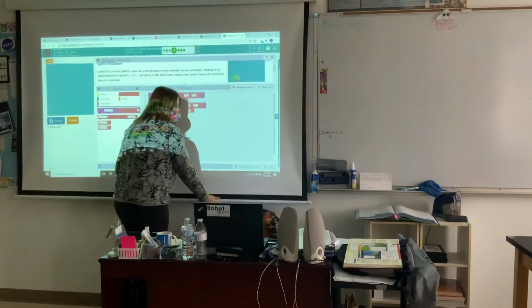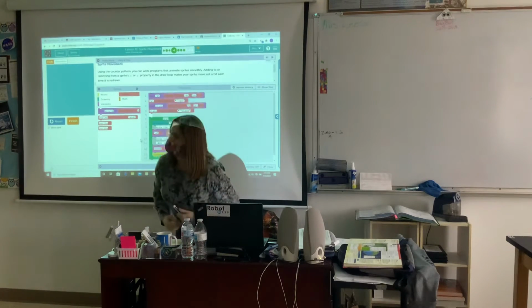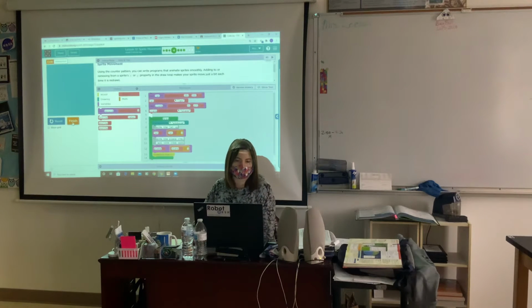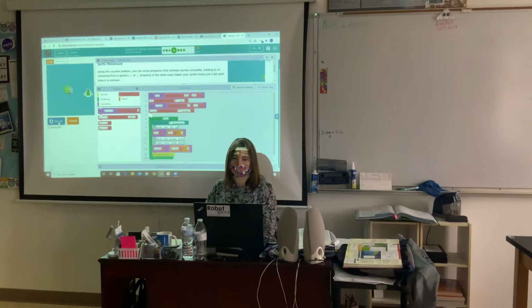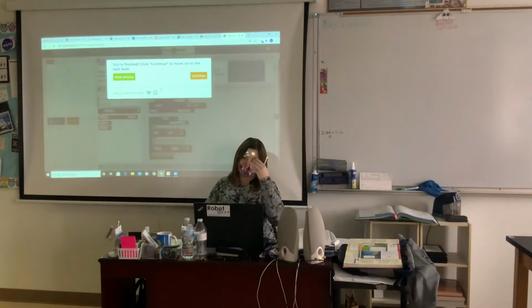Any other issues that people are seeing? Not yet? So if I reset and run, you see they move at the same pace. One is moving up and one is moving to the right.